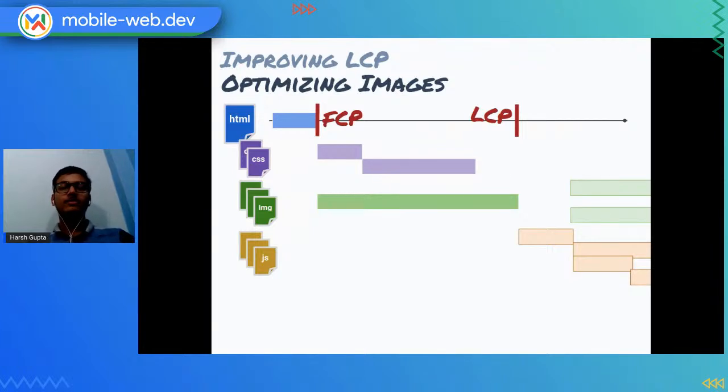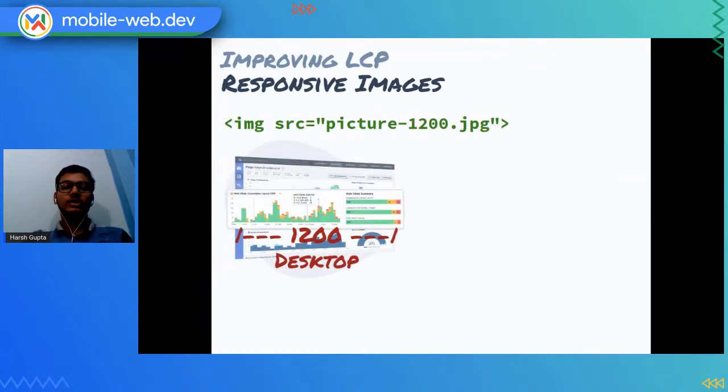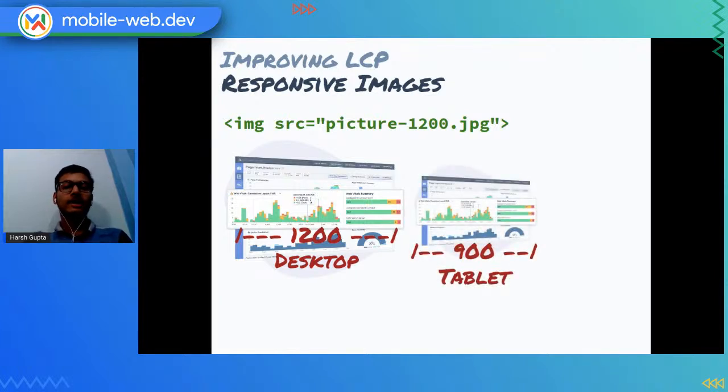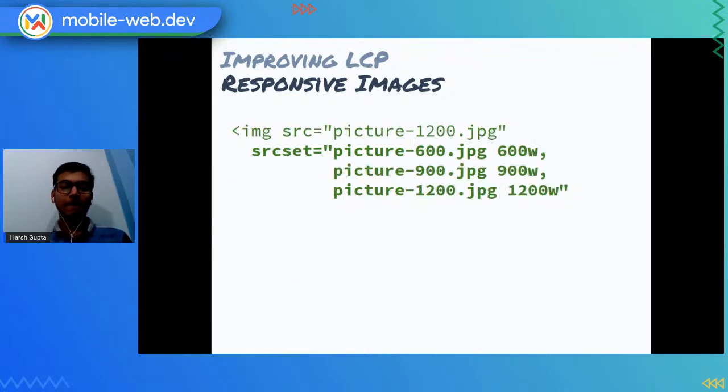Next we have optimizing images. Optimizing images is simple: we just need to optimize our images by reducing their size. Let's suppose we have 1200 pixels for desktop, 900 for tablet, and 600 for mobile. I'm assuming pixels here, so you can assume anything, but usually it is pixels. These are some parameters we need to consider when applying responsive images.